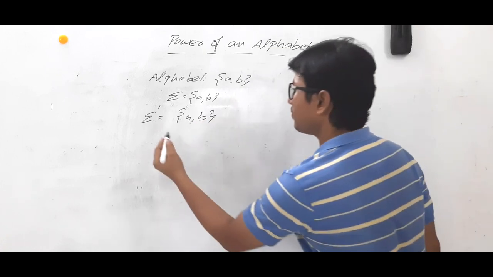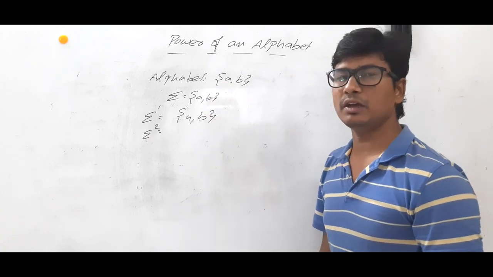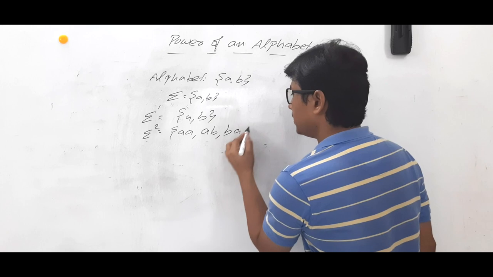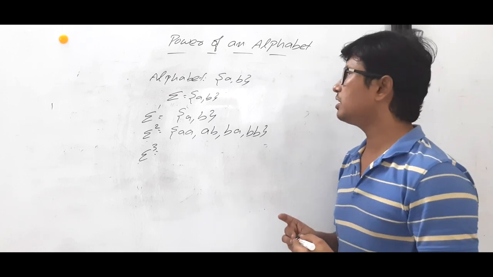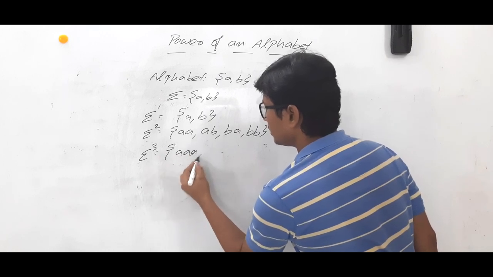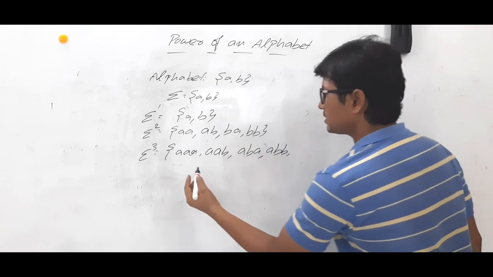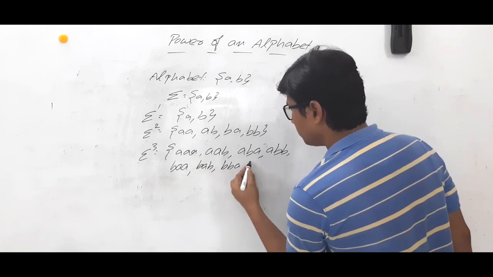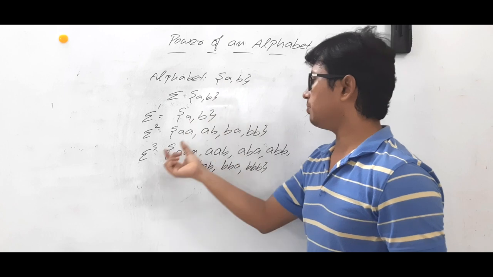Now if it is sigma power 2, the meaning is: what are the strings you can generate using alphabet A, B of length 2? Of length 2 it is AA, AB, BA, BB. Now sigma power 3 means: what are the strings you can generate using A, B of length 3? AAA, AAB, ABA, ABB, and similarly BAA, BAB, BBA, and BBB. These are the set of strings possible over alphabet A, B of length 3.